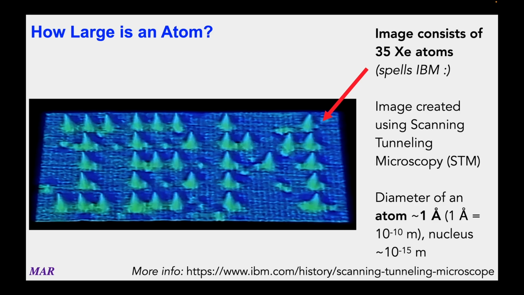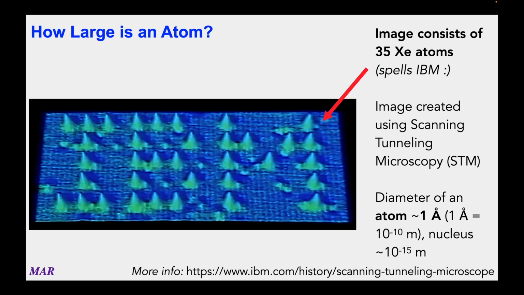Here's a picture of 35 xenon atoms. IBM has been a real leader in trying to have pictures taken of atoms. And if you use your imagination, there's an I on the far left, a B kind of in the middle, and an M there on the right. And to manipulate individual atoms like that is pretty fantastic. They used to take this picture with what's called scanning tunneling microscopy, STM.